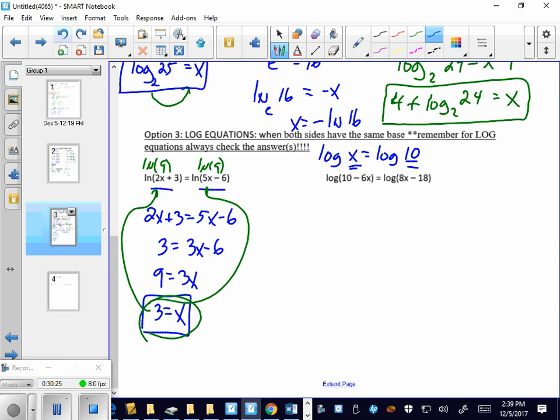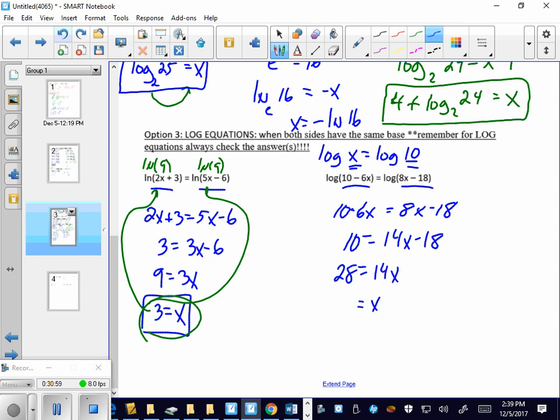All right, same idea on the one on the right. I've got the log of something equals the log of something. Set those two somethings equal to each other and solve for x. 10 minus 6x equals 8x minus 18. Let's add 6x to both sides, and then we'll add 18 to both sides. Oh, this one works out nicely. And then dividing both sides by 14, we get that x is 2.